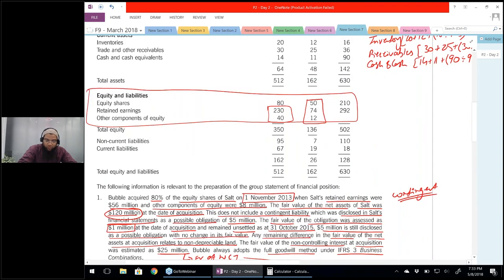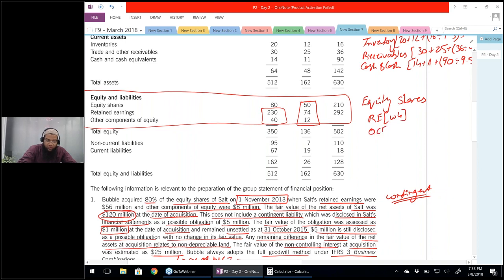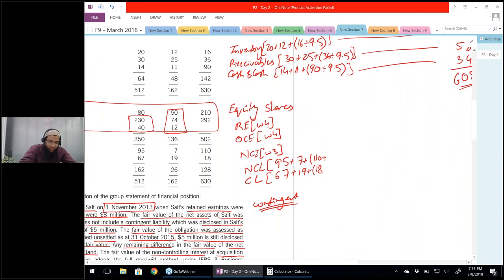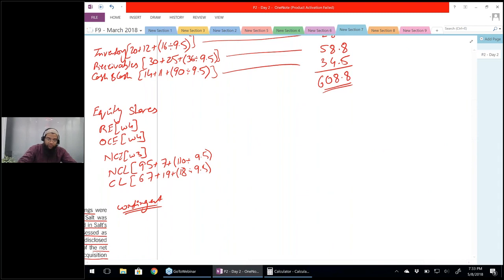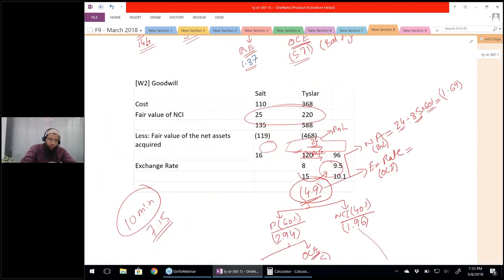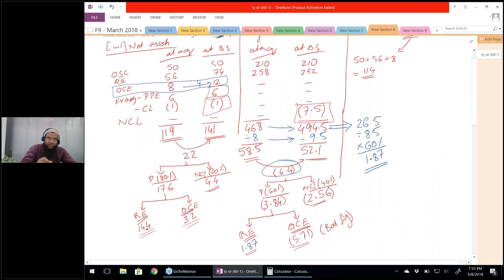We have retained earnings from working 4. We have OCE from working 4. We have NCI from working 3. And then we have non-current liabilities and current liabilities. So non-current liability will be 95 plus 7 plus 110 divided by 9.5. And 67 plus 19 plus 18 divided by 9.5. And apart from this, we have some fair value adjustments, which is 1 in the current liabilities and 7.5 in the non-current liabilities.